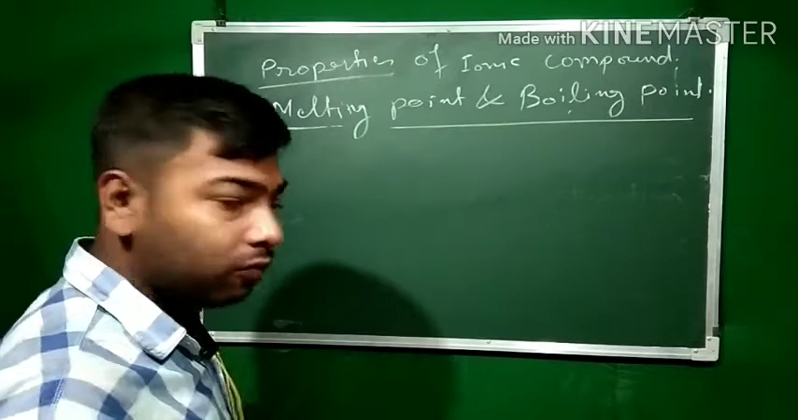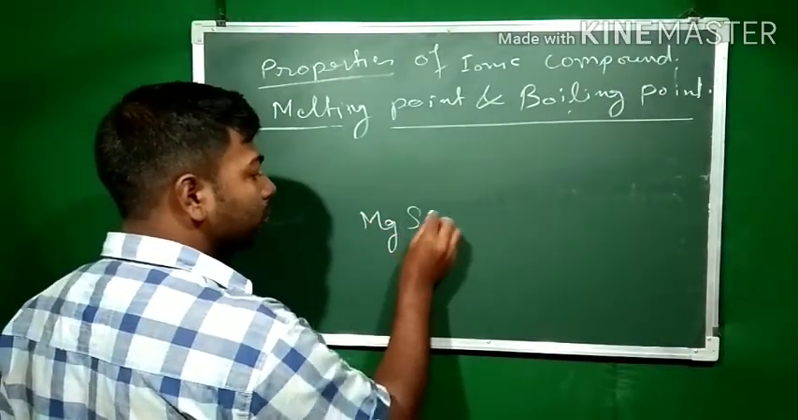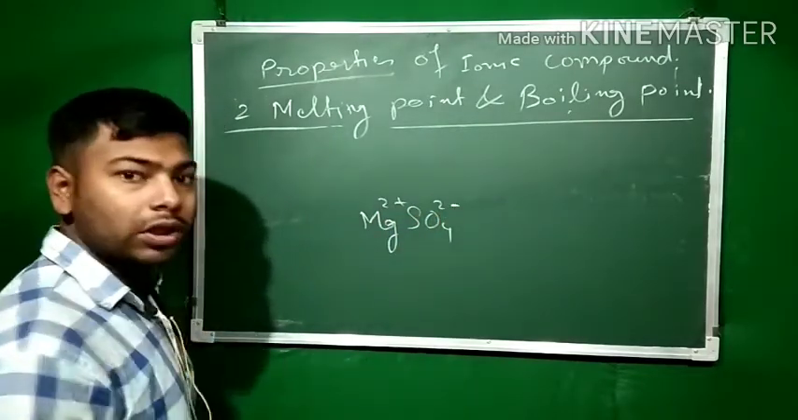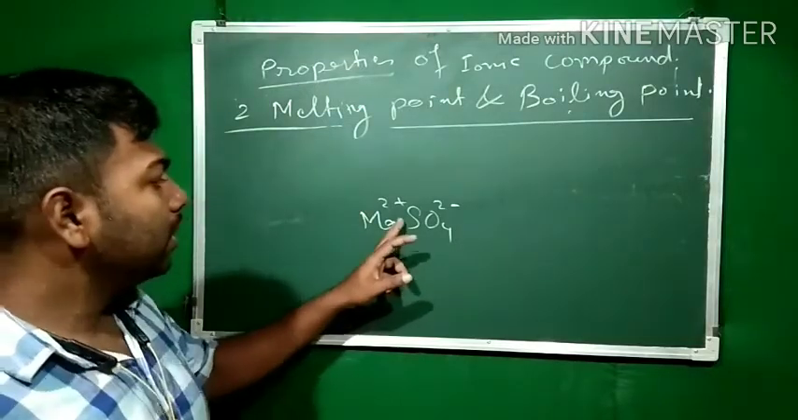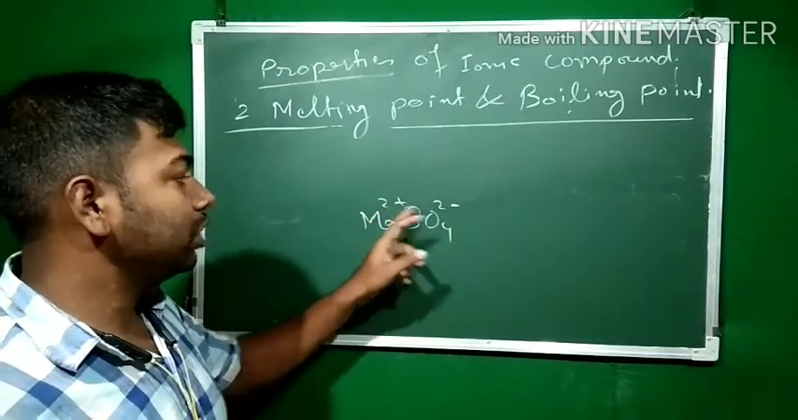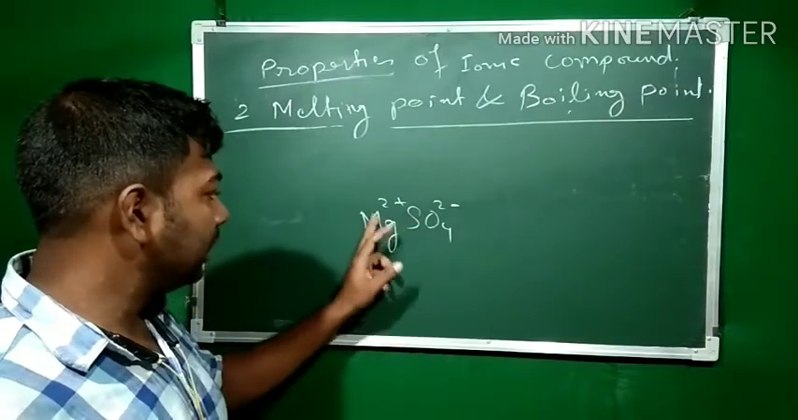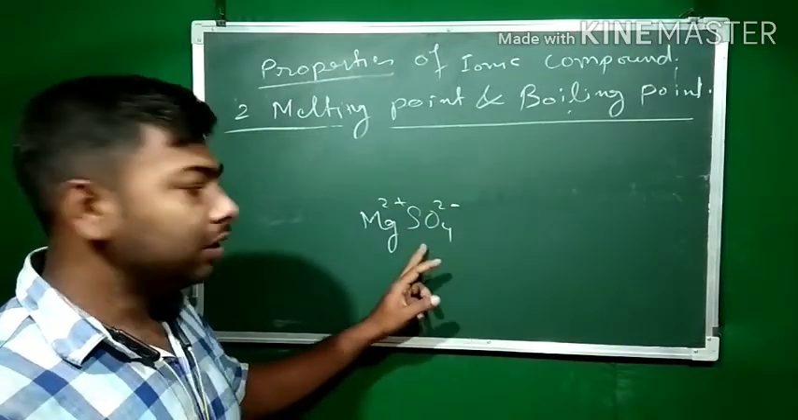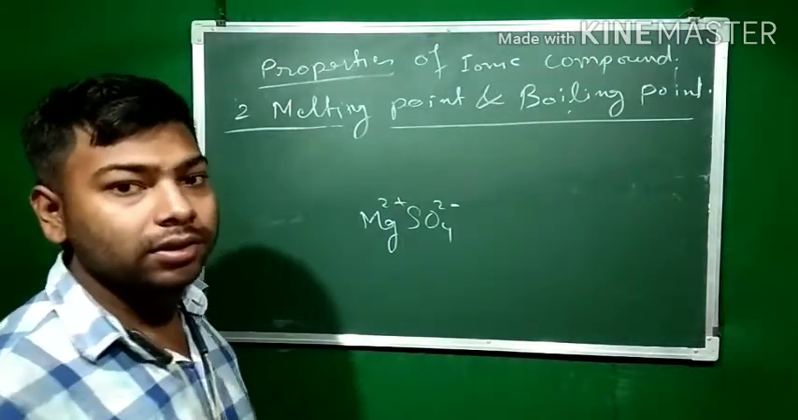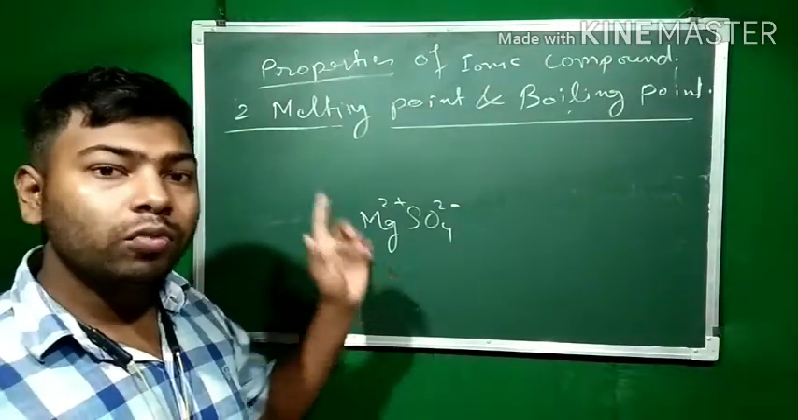Suppose we are taking the example of one salt, magnesium sulfate. This one is an ionic compound. Here, if you observe, here is a strong intermolecular force of attraction, because here is positive, here is negative. Due to this strong force between this magnesium and sulfate ion, the molecule needs a very high temperature to melt.